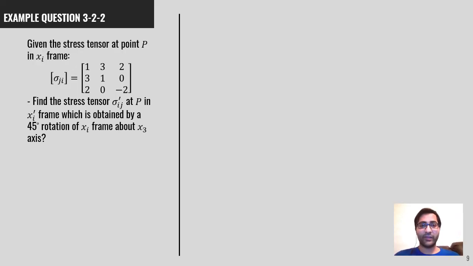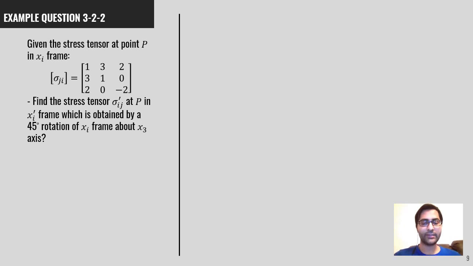Let's solve an example for transforming or rotating the stress tensor. It says, given the stress tensor at point P in the xi frame as this, find the stress tensor sigma prime at the same point, but in the x prime frame, which is obtained by a 45 degrees rotation of the x frame about the x3 axis.